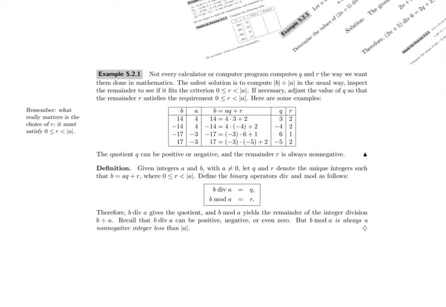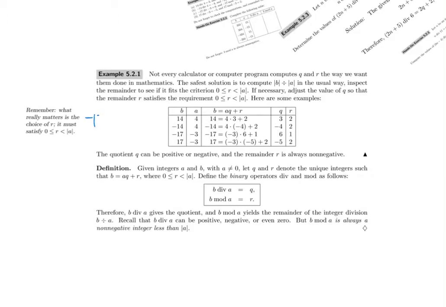Okay, so the best way to do a division algorithm problem is to divide absolute value of b by absolute value of a, and then adjust the q to make the remainder land where it needs to land. So here's an example of me not doing that properly.